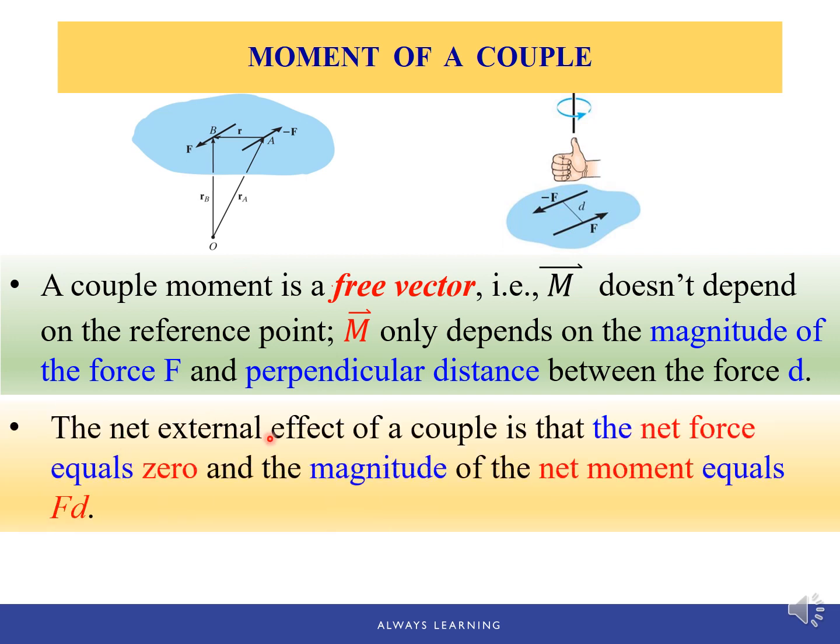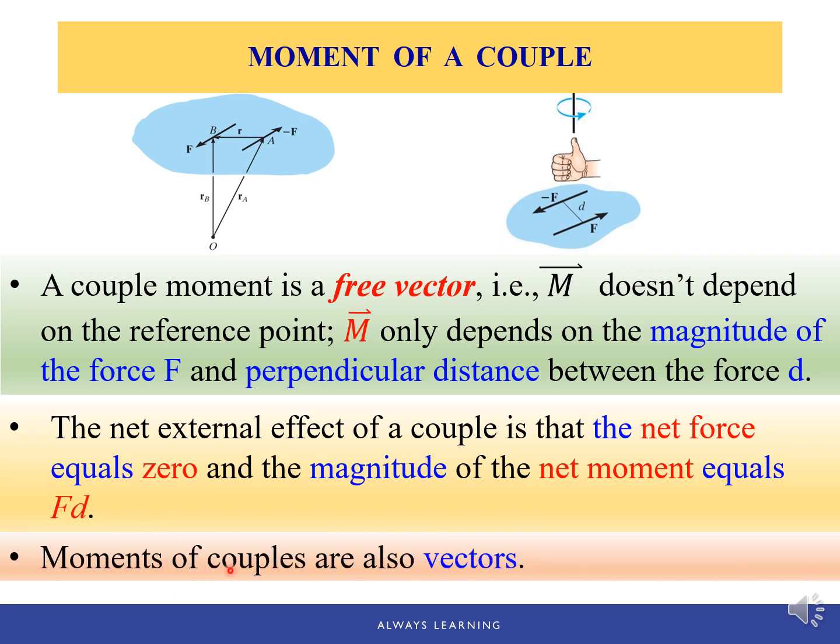And we also did a calculation for the net force. For the couple, the net force equals 0, which means there's no translational motion, and the magnitude of the net moment equals F times d. So we are talking about the magnitude here. But keep in mind, moments of couples are also vectors. Actually, all moments are vectors.